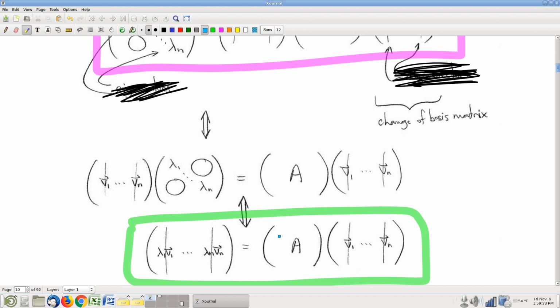Well, this times that gives you that, which tells you A v1 is lambda 1 v1, which tells you v1 is an eigenvector with eigenvalue lambda 1. And etc. A times v2 is lambda 2 v2, etc., etc. A times vn is lambda n vn, so vn is an eigenvector.